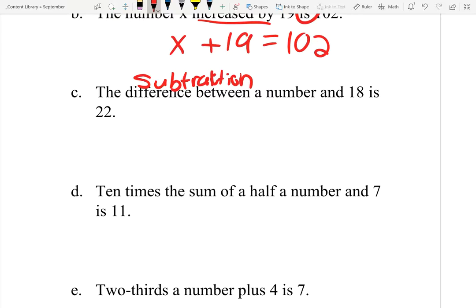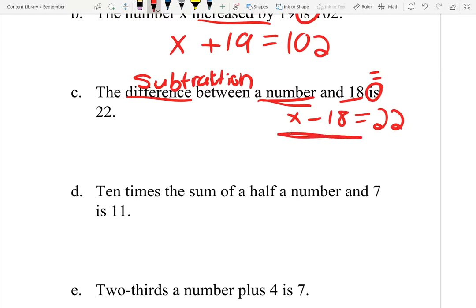So we're subtracting a number. Whenever I see the word a number, that means x. X is going to be a number, quote unquote. A number and 18 is, remember, is the same as equals 22. So we're saying subtraction between x and 18, so I have x minus 18 is equal to 22.